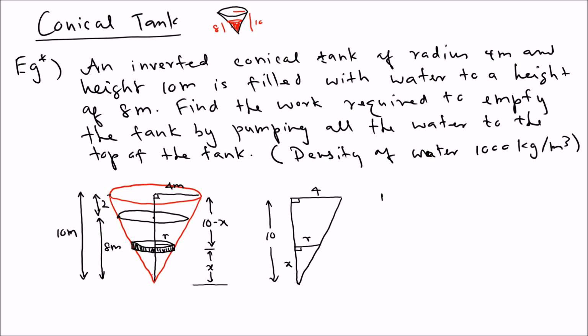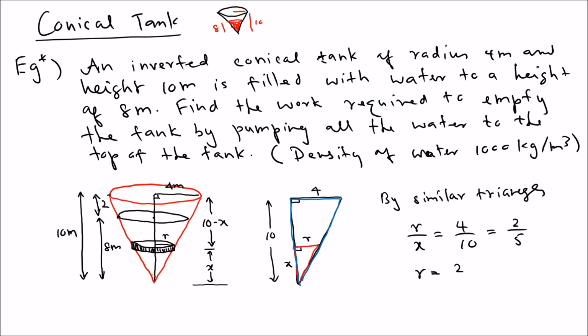By similar triangles, we can see that r divided by x is equal to 4 divided by 10, because those are the corresponding sides of the two triangles. One triangle is here, and the other is this big triangle. So we write the corresponding sides: r corresponds to 4, and x corresponds to 10, and from this we can find r. What is r? If you multiply by x, and simplify, 4 over 10 simplifies to 2/5. So r is simply 2/5 x.